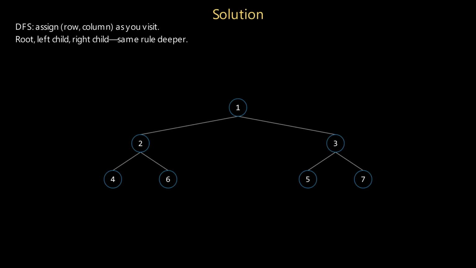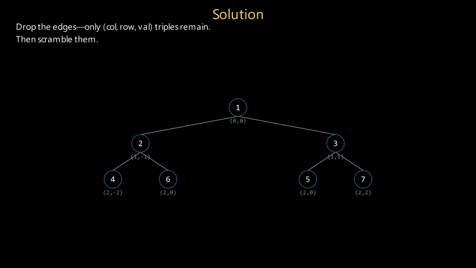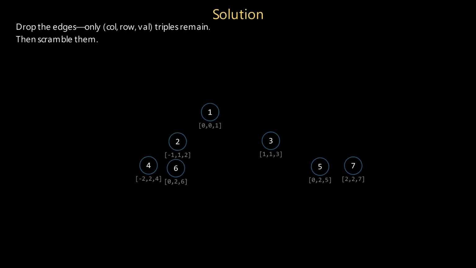First, tag row and column with a depth first walk. Visit the root at 0, 0. Recurse to the left child, 1 row down, column -1. Backtrack, then the right child, 1 row down, column +1. The same recursion fills the deeper nodes. Notice nodes 5 and 6, both sit at row 2, column 0, the same coordinates, even though they are different branches in the tree. We do not need the tree shape anymore, only a list of triples, column, row, and value. Here they are, out of order.